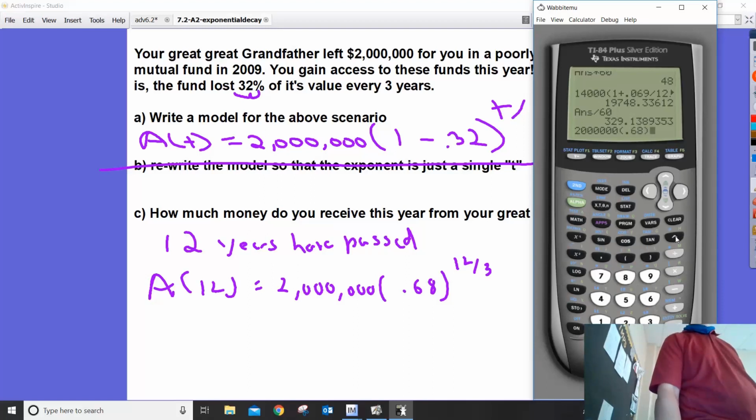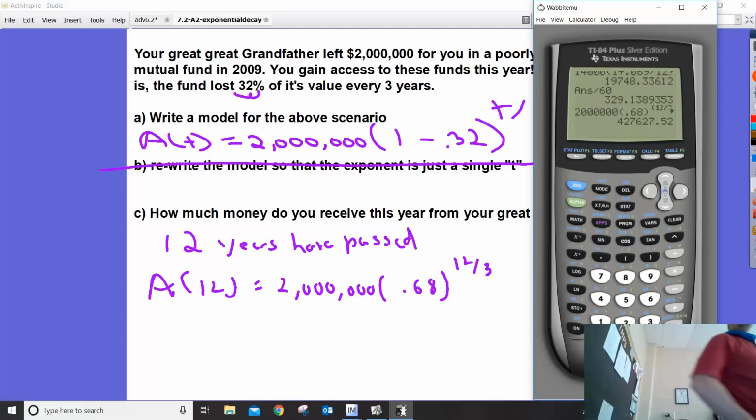If you don't know what 12 over 3 is, no worries. If your calculator requires parentheses, use them. This one doesn't, but I'm showing them anyways. $427,627.52. So you're still getting good money.